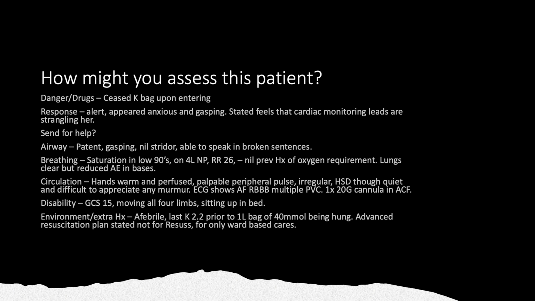Circulation-wise, her hands were warm and well perfused, palpable peripheral pulses. She had an irregular radial pulse. Her heart sounds were dual, though quiet and difficult to appreciate any murmur. And her ECG showed atrial fibrillation with a right bundle branch block with multiple PVCs. She had 1 cannula in situ in the cubital fossa.